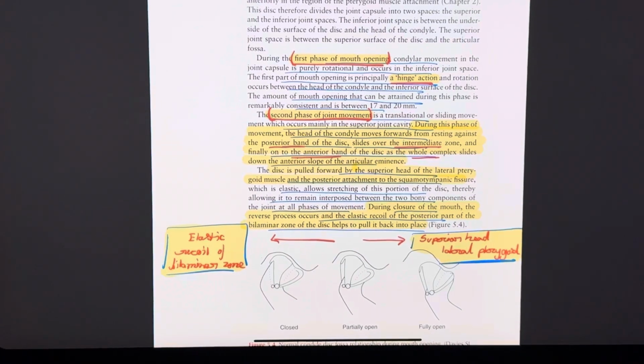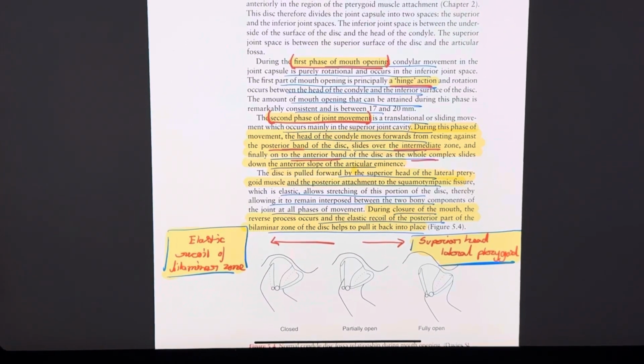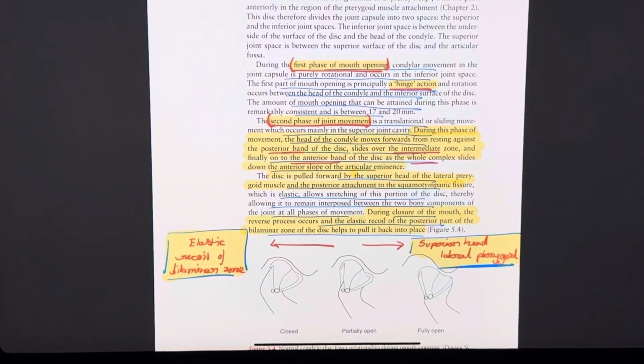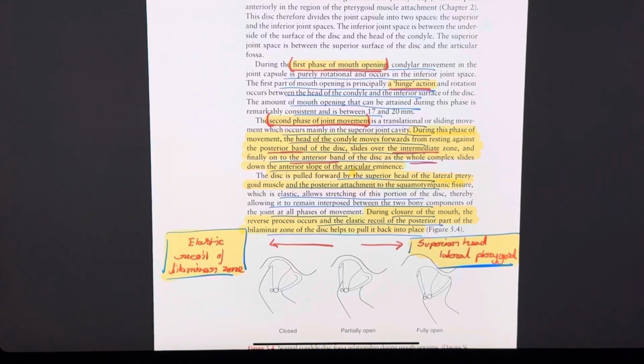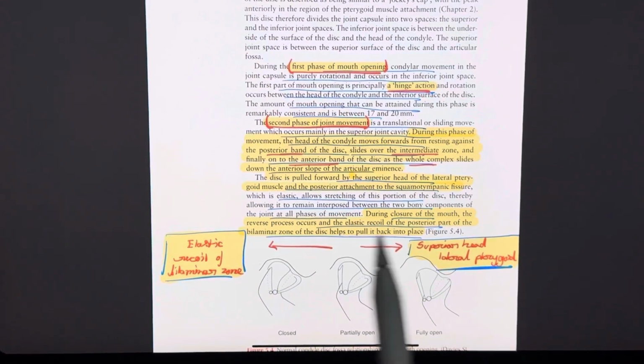Hey everyone, so today we'll be discussing disc displacement with reduction. Now, I'll be talking about it from this book, which is Temporomandibular Disorders, a very good book for understanding TMJ. Now, let's first understand the normal movement of the TMJ.